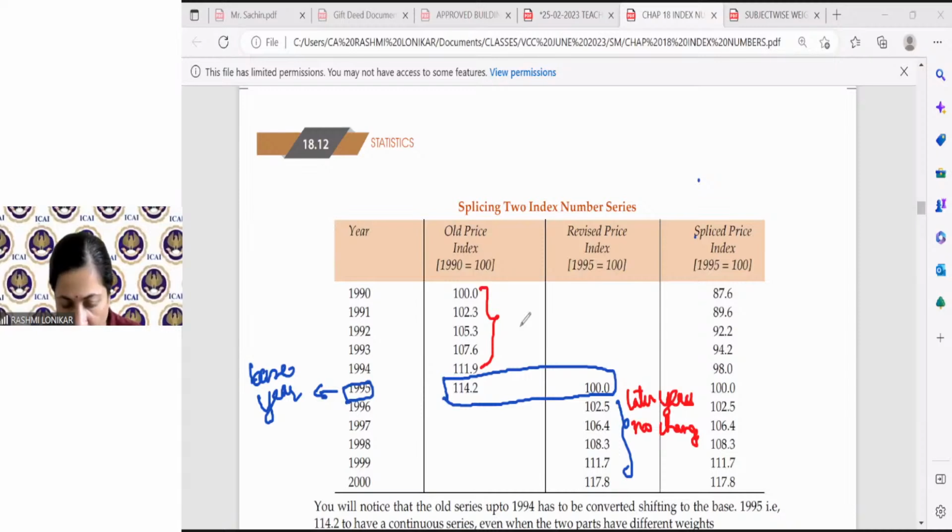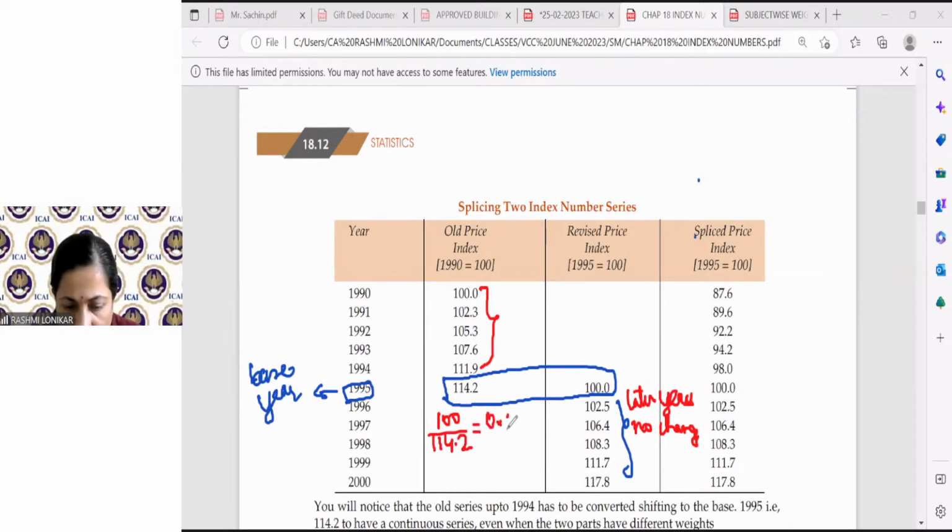0.8772 into 100. Okay. So we have 100 divided by 114.2, which is 87.56. Okay. So we will get this ratio from here. 100 divided by 114.2. How much is this?